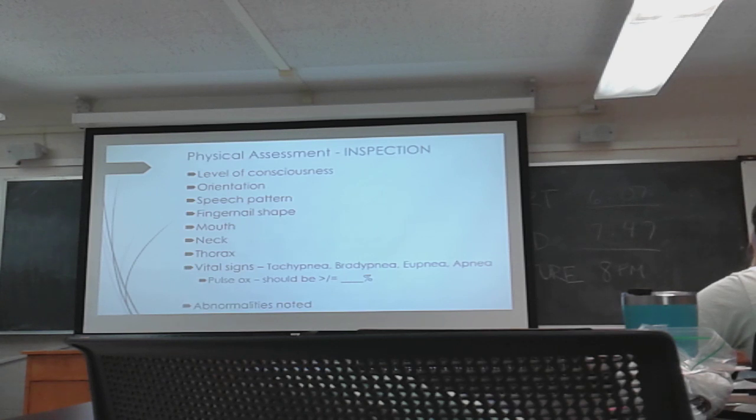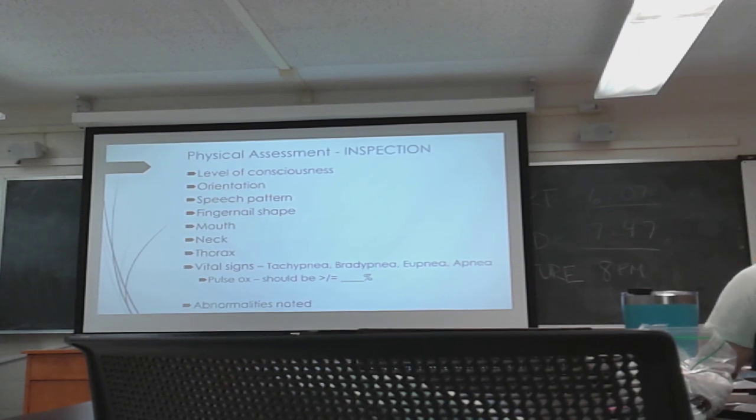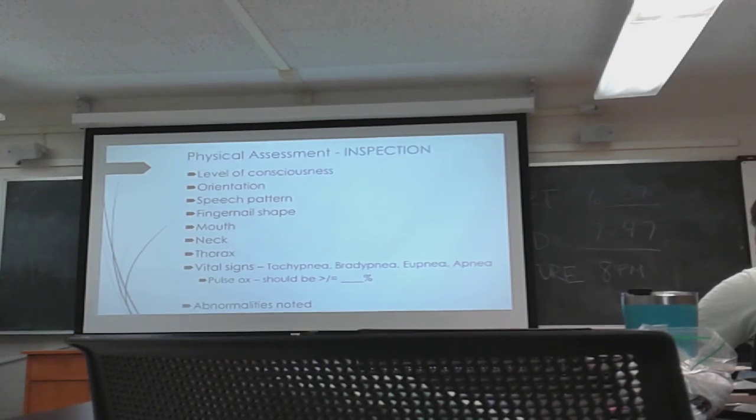Who's at risk for sleep apnea? What kind of people are at risk? Overweight, obese, people with big necks. Some people just have big necks and aren't necessarily obese. Pulse ox should be what? 95 to 100, at least 95. And then note any abnormalities with inspection. Symmetry is important with every assessment. So we usually have 2 of everything, right?